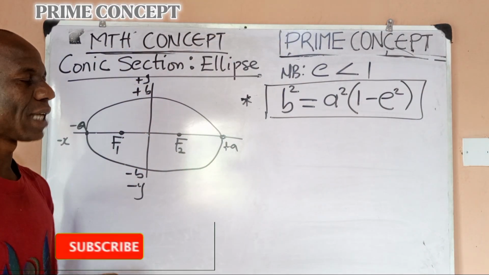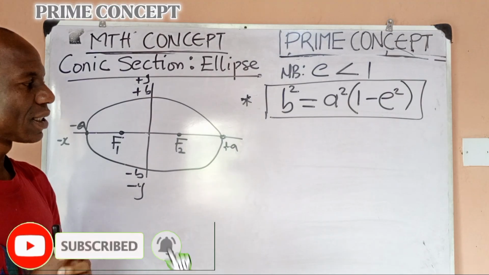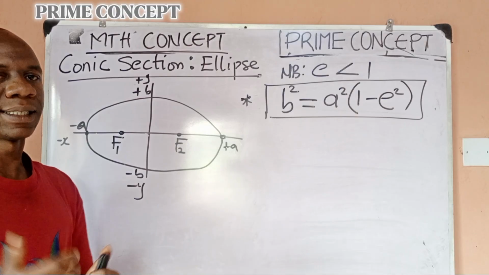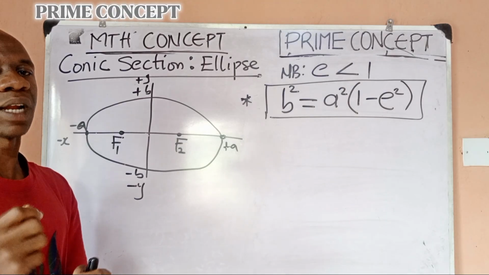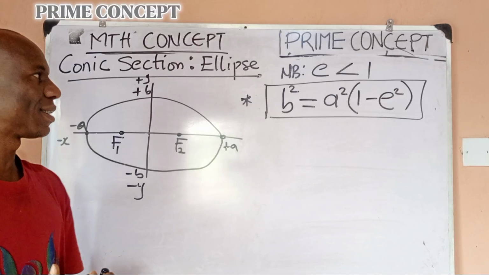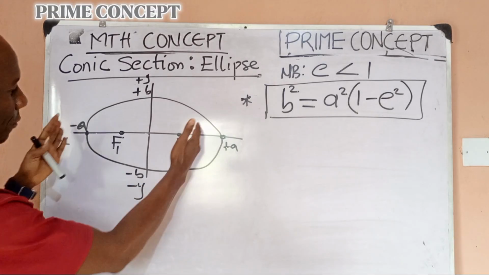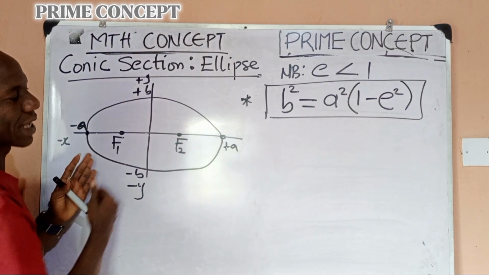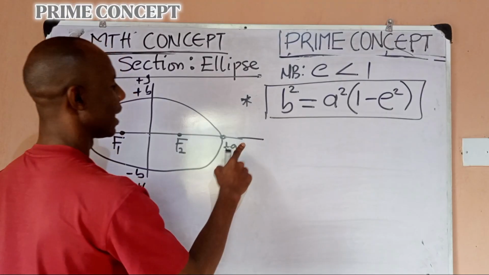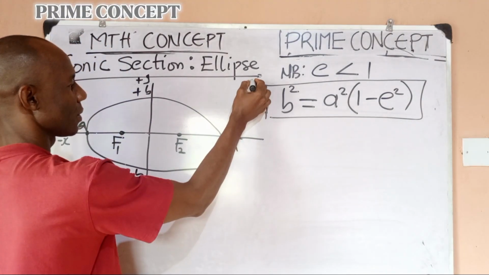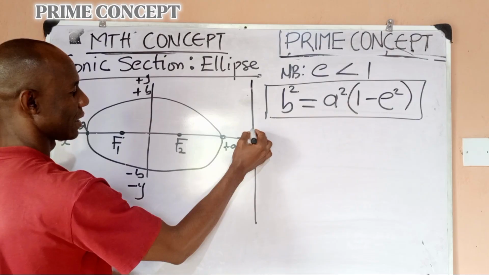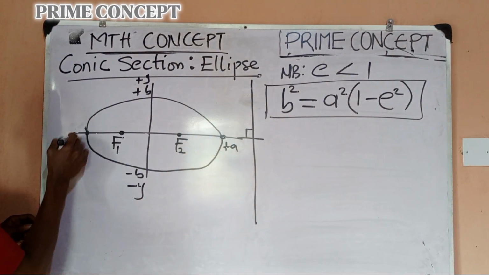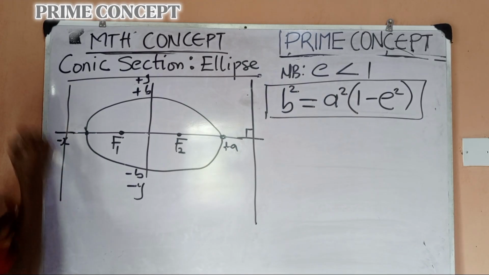The next thing I also want to mention is how we can find the directrix. Remember, we said the directrix is a line that is usually perpendicular to the major axis of the conic. So for this particular ellipse, where our major axis is the x-axis, the directrix is going to be a line like this. You can see that this line is perpendicular to the major axis. This is our directrix. We'll also have another one here.